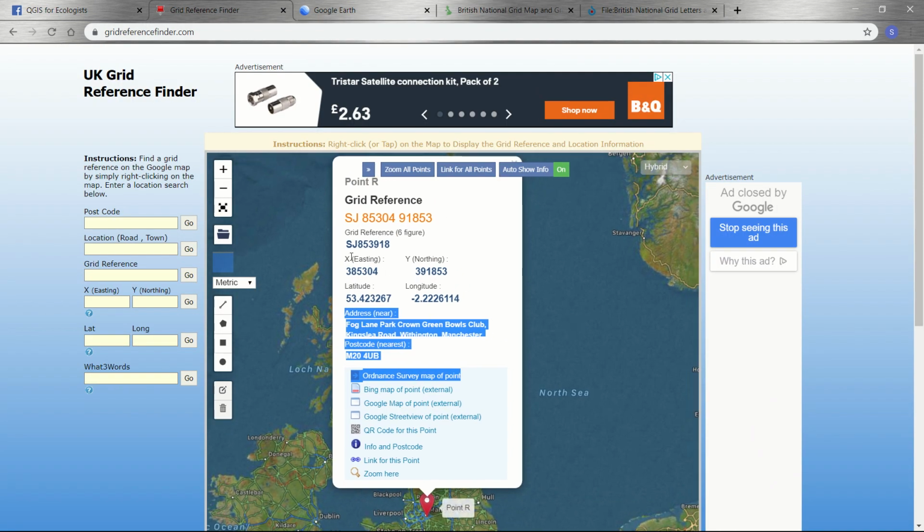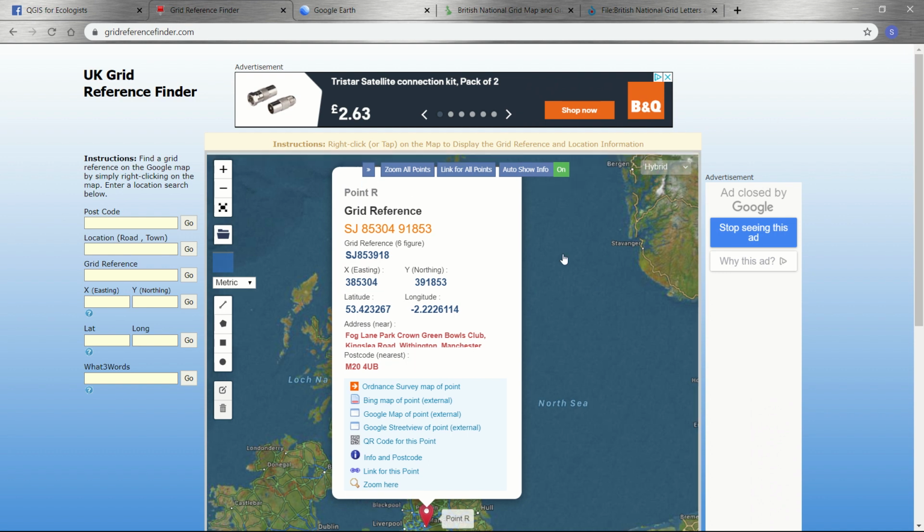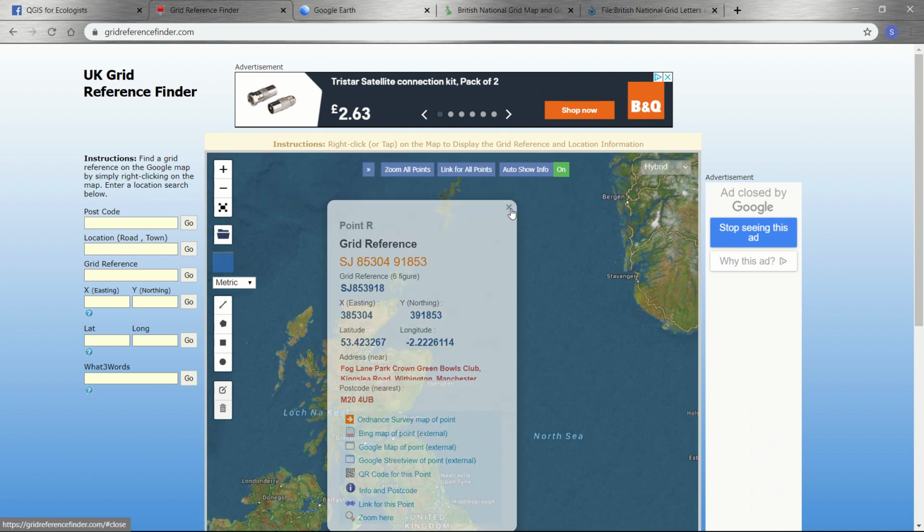So if we go back here, we can see that with the X and the Y coordinates, it starts with a 3 for each of the pair, and that's the SJ, which makes the 33. So SJ separates out 3 in front of the 85304, which gives you the 385304, and then 3 in front of the 91853, which then gives you the 391853. So basically that is the two coordinate reference systems that you should be using.